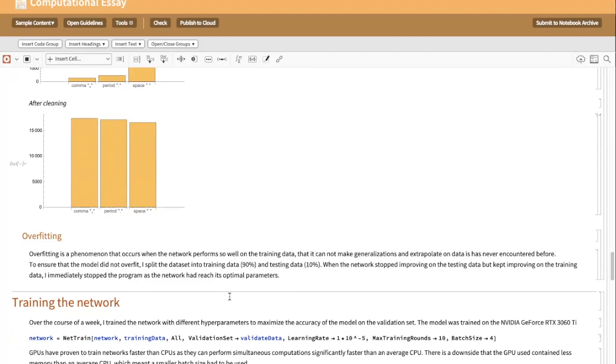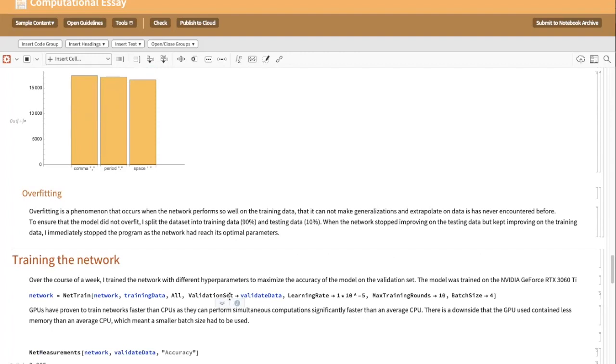Overfitting is something that occurs when the network performs so well on the training data that it can't make extrapolations to data it has never encountered before. It's as if you have a student who spends so much time memorizing his study guide for a history test, but when he encounters a problem on the test with slightly different wording, he's taken completely off guard because he was prepared for that study guide rather than the test.